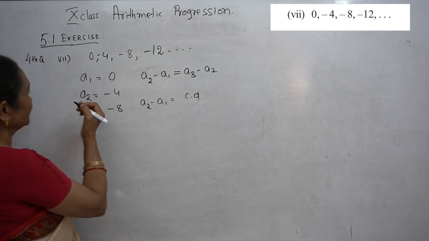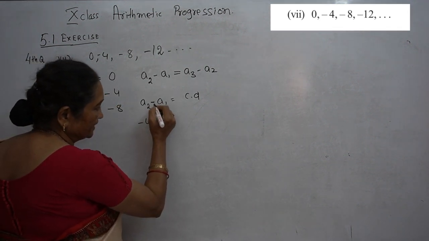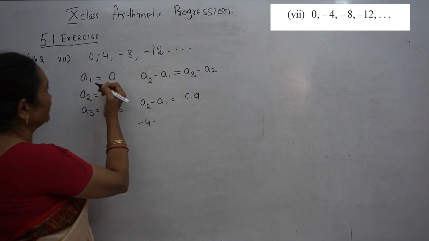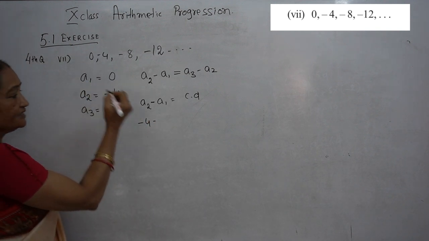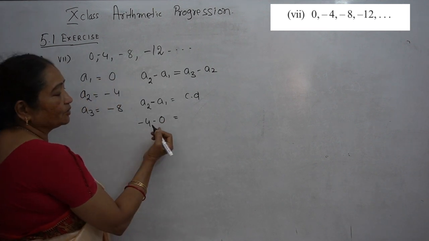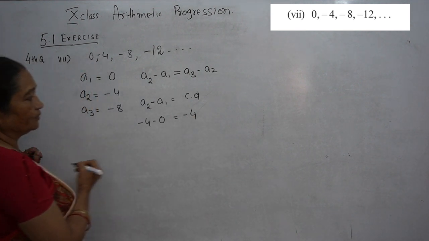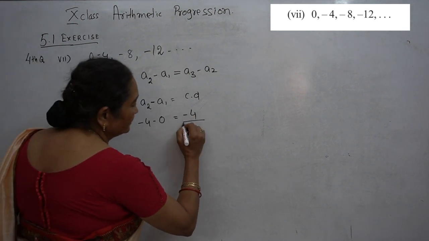So A2 is -4. So this minus we have written. Then what is our A1? A1 is 0. So we put 0. So -4 minus 0 is -4 only. Okay, now this is our difference.